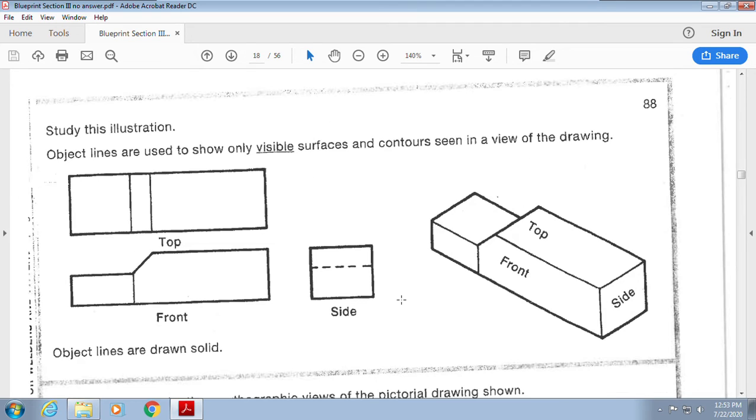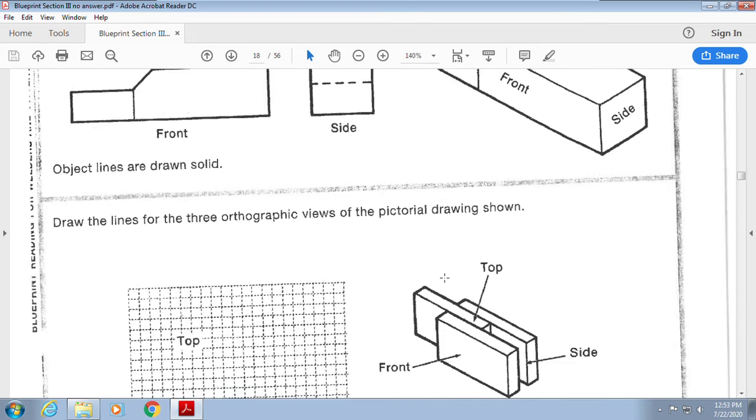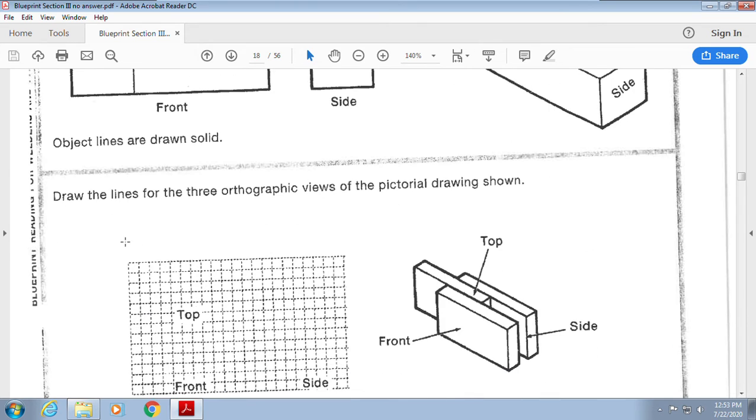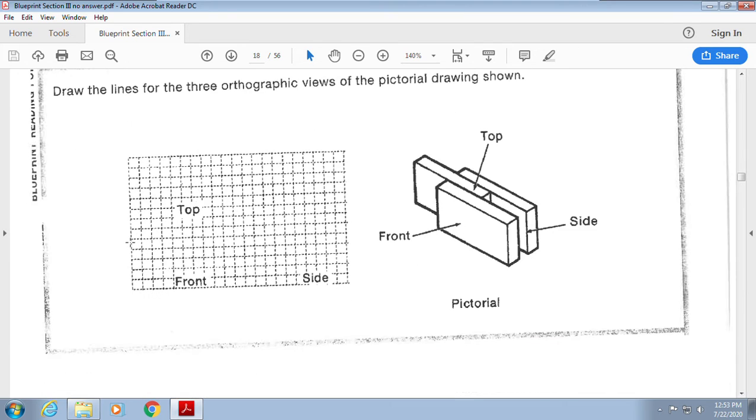Page 88. So we understand that object lines only show us visual surfaces or edges of our part. What does the dashed line look like? Well, the dashed line is our hidden line. That's our X-ray vision, that we're able to see the edge of the part that we couldn't see from a visible surface. So we need to draw the three orthographic views on the pictorial drawing. What does my top look like? What does my front look like? And what does my side look like? And don't forget to include object as well as hidden lines.